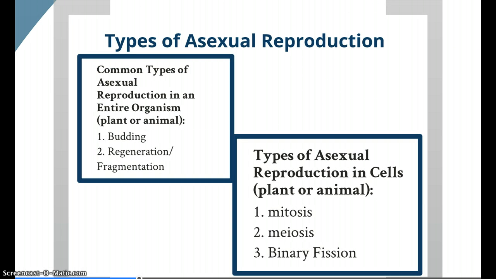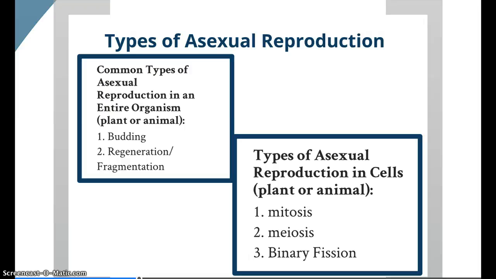There are actually two smaller categories of asexual reproduction. You have different types of asexual reproduction that happen in an entire organism, and there are different types of asexual reproduction that happen in cells. Remember, all living things are made up of cells. This is something that you learned in 6th grade. So whether it is a plant or an animal, it's all made up of cells.